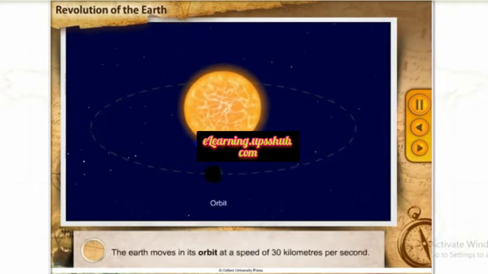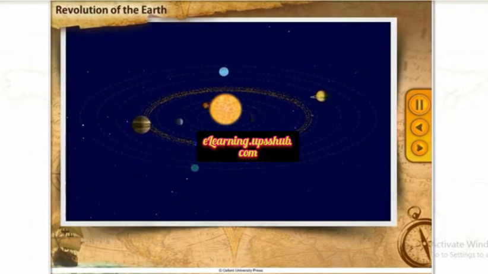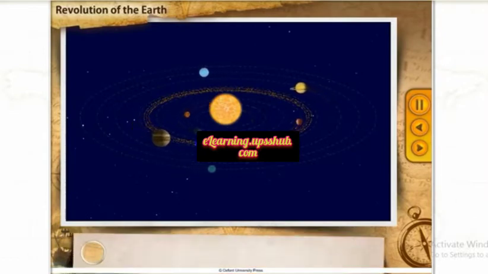The Earth moves on its orbit at a speed of 30 kilometers per second. And you know that we looked at the speed of the Earth on its own axis at 17,000 kilometers per hour. That gave us a total of 24 hours rotating on its own axis.